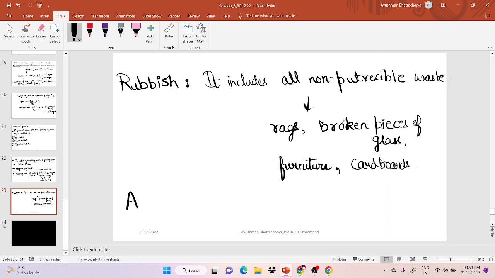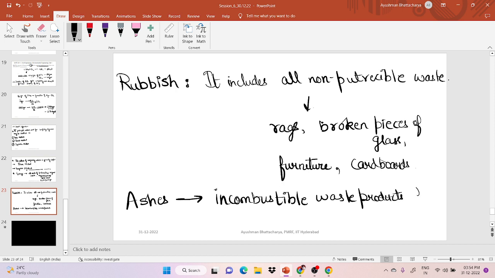Another thing is ashes. Ashes basically means the incombustible waste products from hearths and furnaces. Okay, so this you should know.